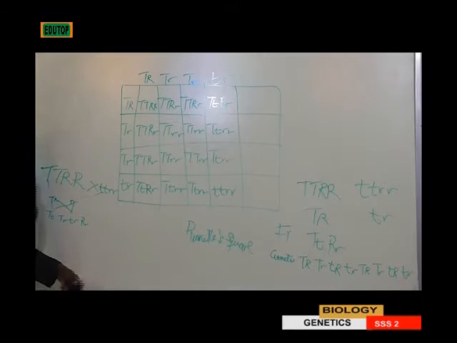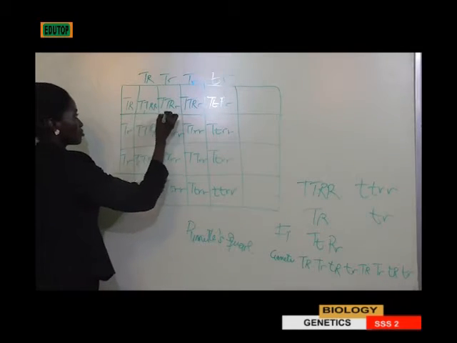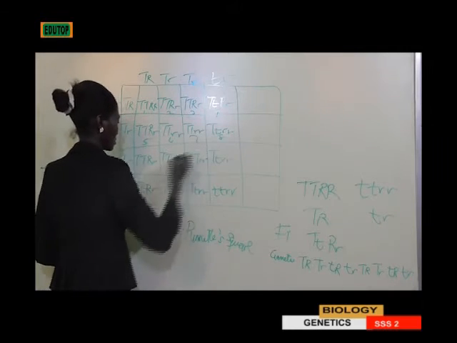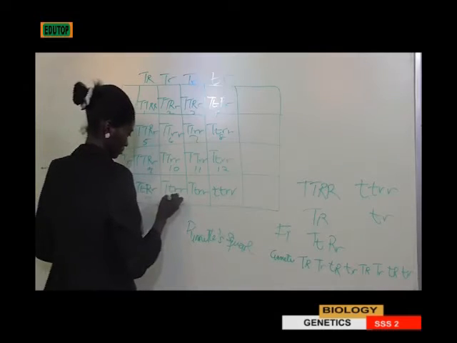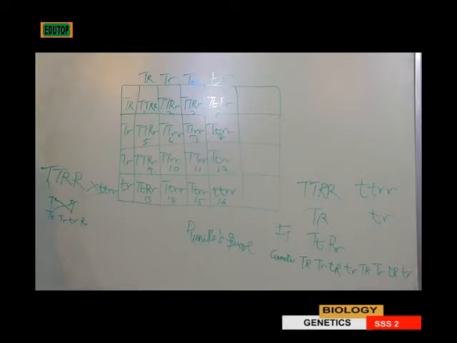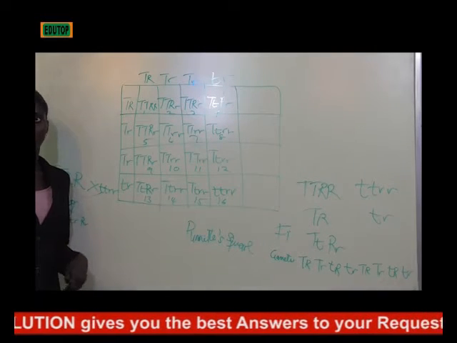Okay, looking at this, we label these 1, 2, 3, 4, 5, 6, 7, 8, 9, 10, 11, 12, 13, 14, 15, 16. So this will result in 16 offspring, the F2 generation.